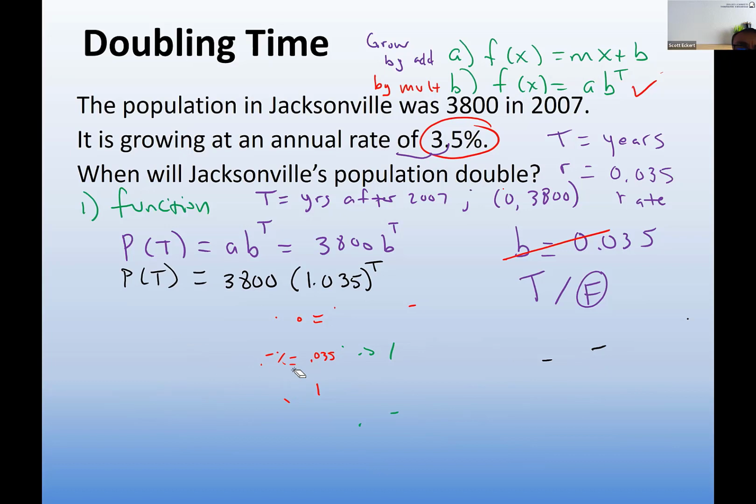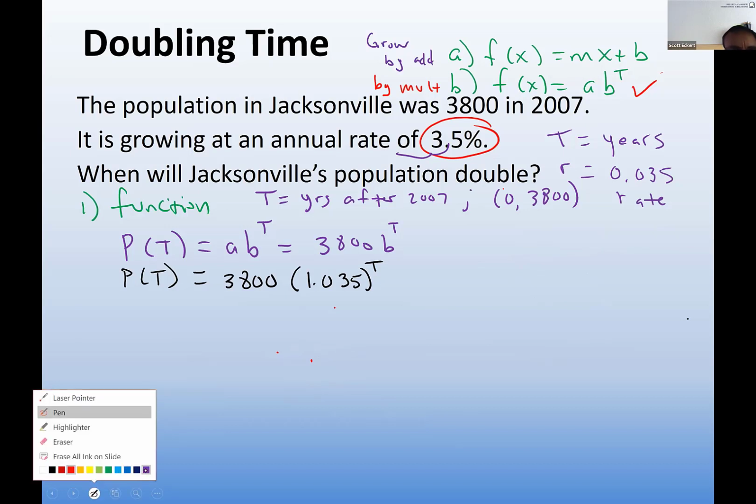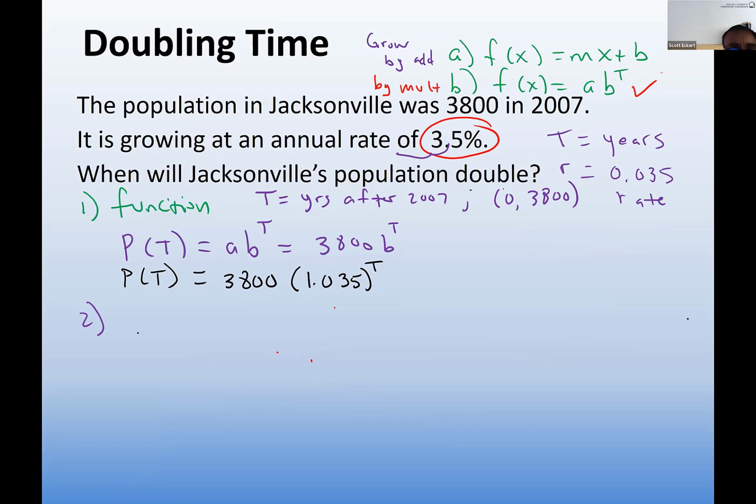So something is slightly new about this word problem, but it's not a big deal. It's the word double. So now we have to answer the question. The population is supposed to double. Now, what's my equation going to be? Because I won't be able to solve anything until I get an equation.